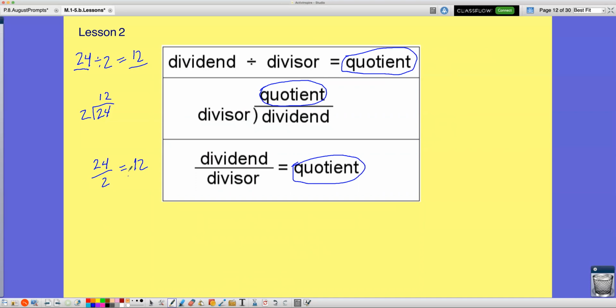12 is the quotient. In this case, this is the dividend. 24 is the dividend still. This is the divisor, 2. And the quotient is 12.